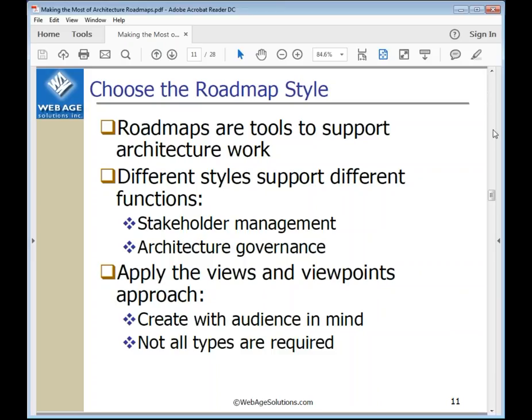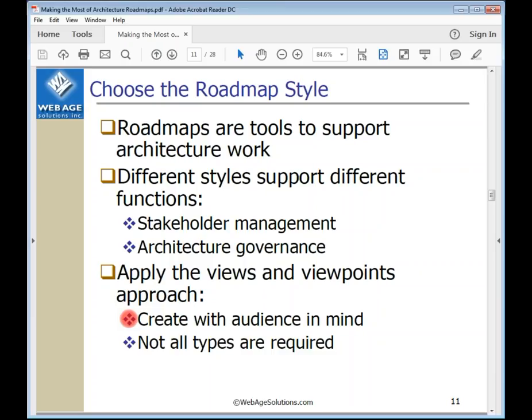The emphasis is you're thinking about the stakeholders and their concerns. So you always want to think about the audience in mind. The same thing is true of roadmaps. Who is going to be using this roadmap and for what purpose? What kind of questions do they have?